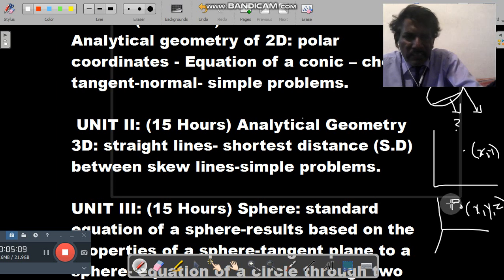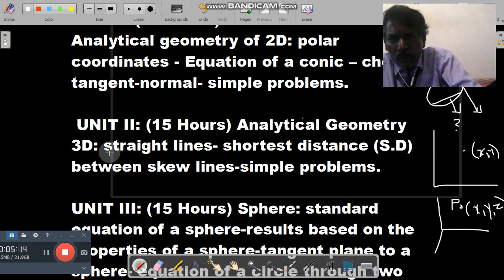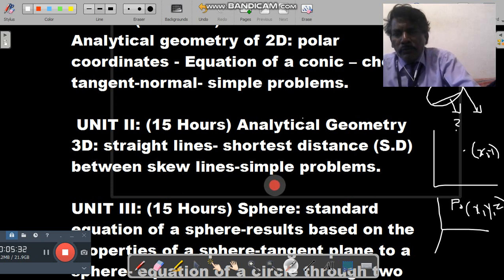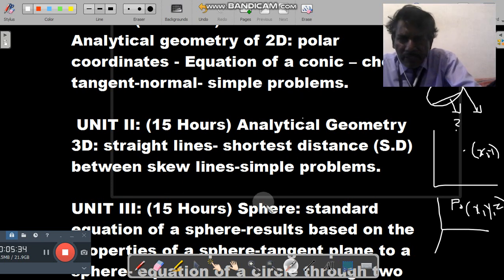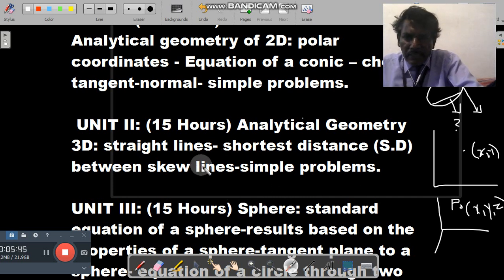And this we call three-dimensional geometry, and in that we are going to study the equation of a line, then the shortest distance between 2 points, then the skew lines and some simple problems also. Say for example, two line equations will be given, we have to find the shortest distance between the two lines. That's what we are interested in here.